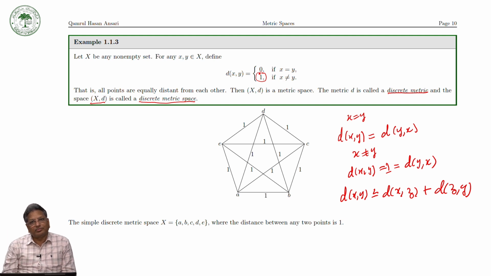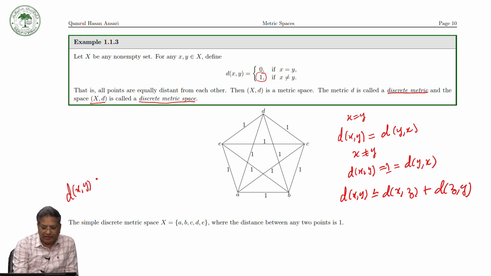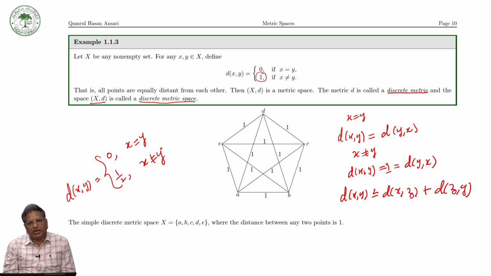Will that be a metric? If I write like this, we define d(x,y) is equal to 0 when x is equal to y, and any number greater than 0, for example, I take 100, or I take 1 over 2, when x is not equal to y. What do you think? Would this be a metric on x? Can you see in this way whether this d is a metric on x? Check it. Definitely this would be a metric. Instead of 1 you can take any number here.